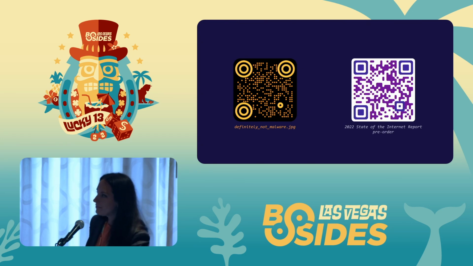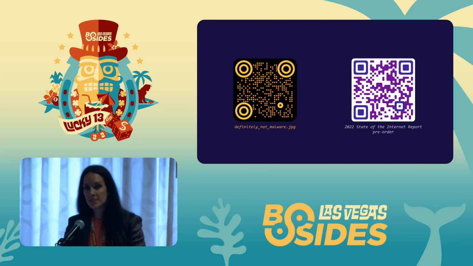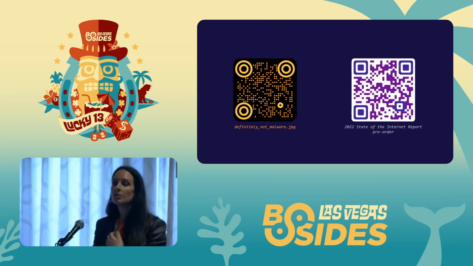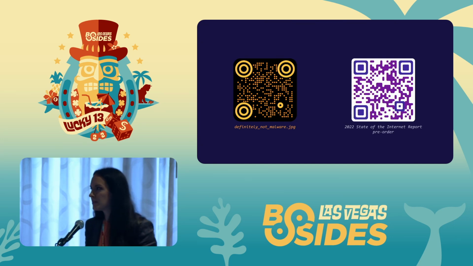But the one on the right, if this data was interesting to you, looking at the internet as a whole, looking at vulnerabilities on the internet, keep an eye out for our 2022 State of the Internet report. That's going to be coming out the first week of September. And it's going to have all of this kind of data in it. There will be some more stuff that I didn't even touch in today's presentation.